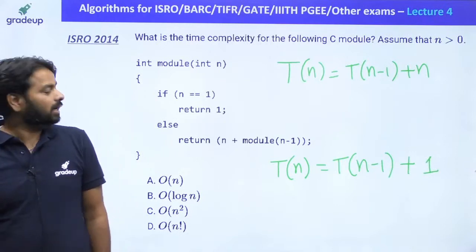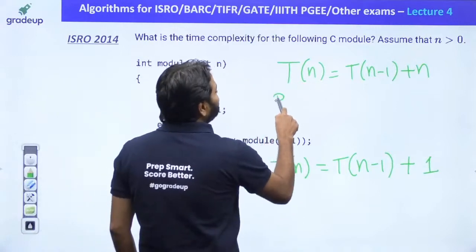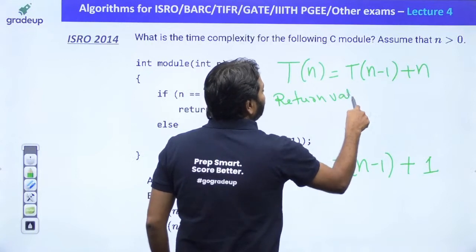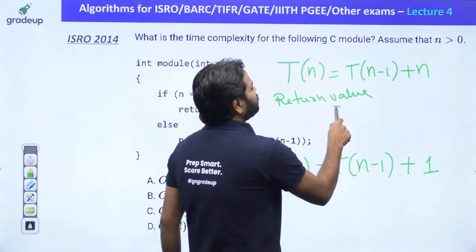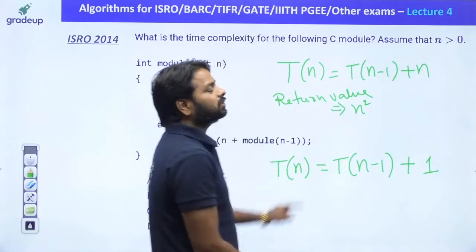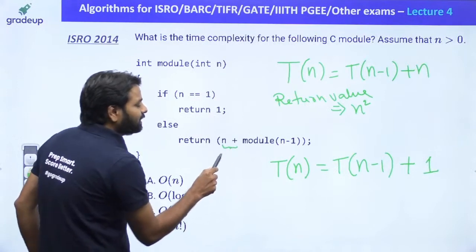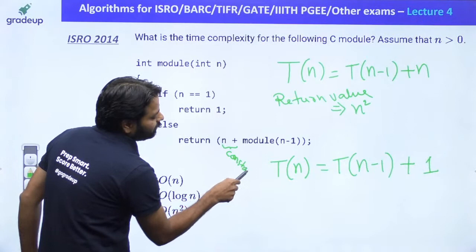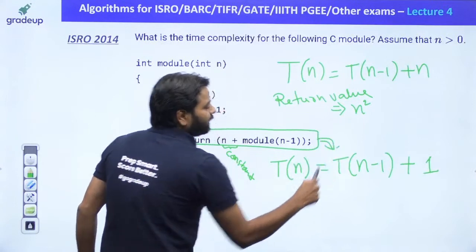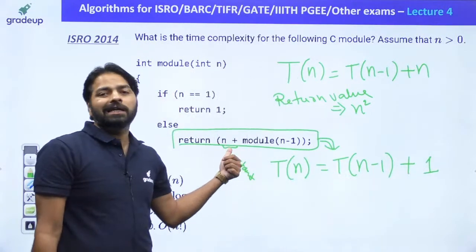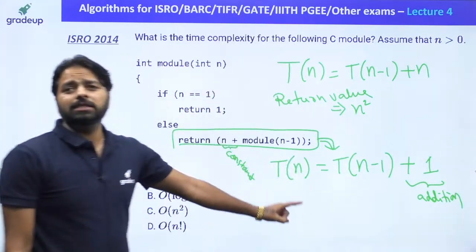Yes, the second one, not the first one. That is the return value, not the time complexity. The return value depends on this equation: n plus n minus 1 plus and so on, near to n square. But this is the time complexity: n, for this it takes constant time, and you are going to call T of n minus 1. You are going to use this recurrence relation. The plus 1 is to perform the addition with the extra term. This is what you have to choose.